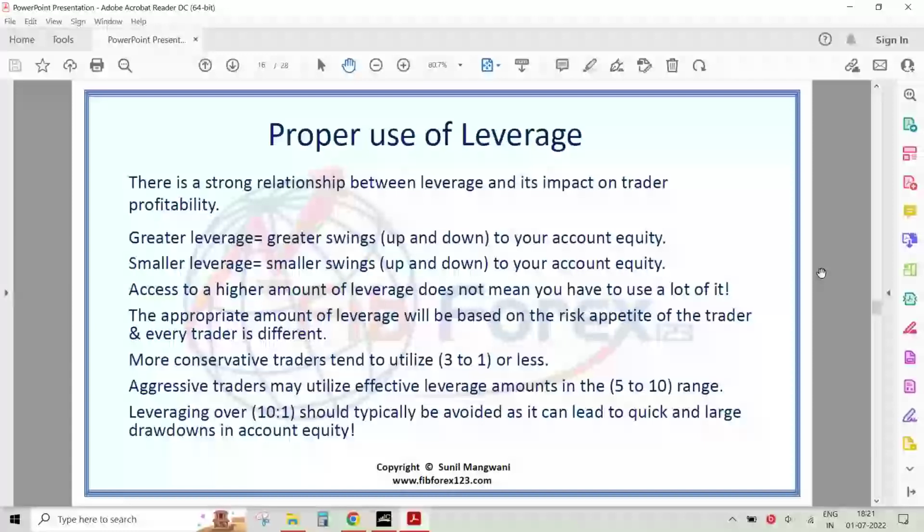So there's a very strong relationship between leverage and the impact on trader profitability. The greater the leverage, the greater the swings to your account equity, as we just talked about. The smaller the leverage, obviously, the smaller the swings. Most retail traders again look at higher leverage, saying that if I do make a profit, my swing of the profit as per leverage will be smaller. So I would want to utilize a higher leverage, unknowingly going into the factor that your risk is also growing larger. Right? So access to a high amount of leverage does not mean you have to use it.